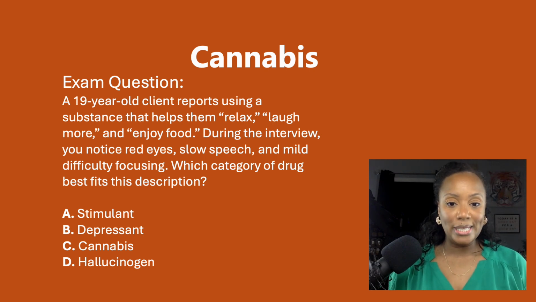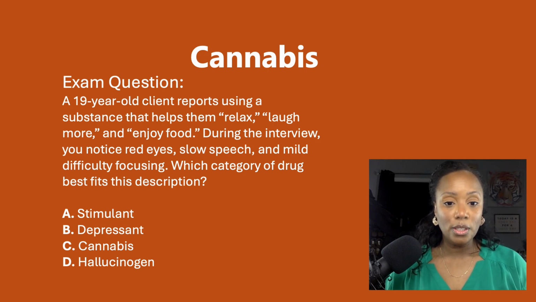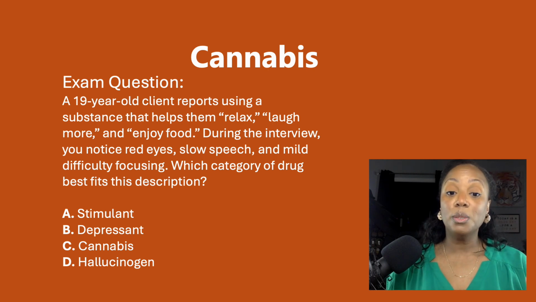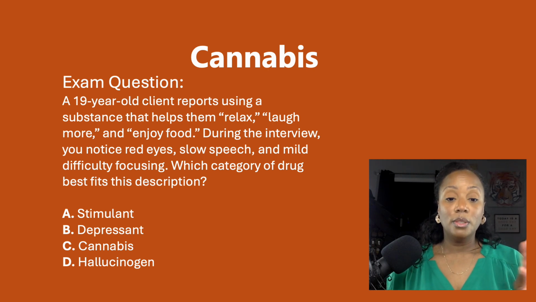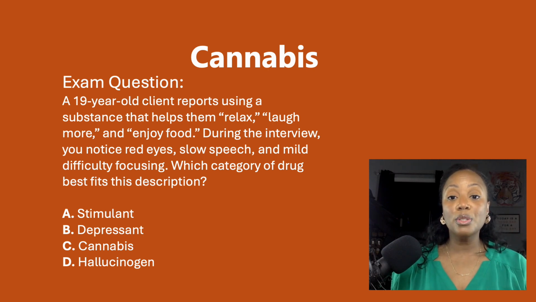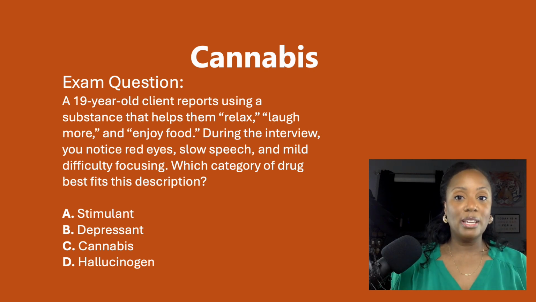We see keywords like relax, laugh more, and enjoy food. Also, we see that his eyes are red and his speech is slowed. The reason the other answers are wrong is because A, stimulants increase energy and alertness. Depressants slow the body but don't cause euphoria or munchies. And D, hallucinogens, usually you'll see words about altered perception or not feeling like reality.